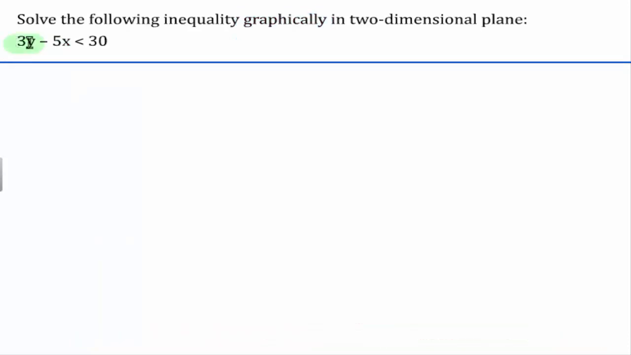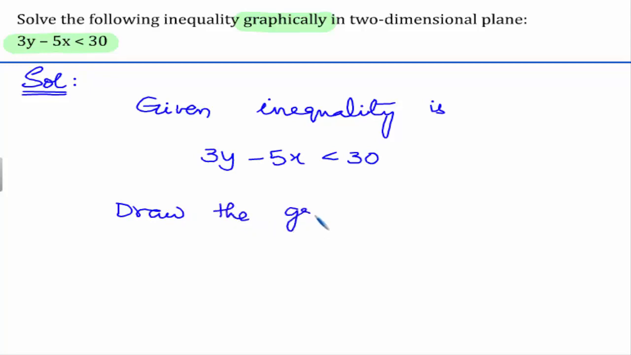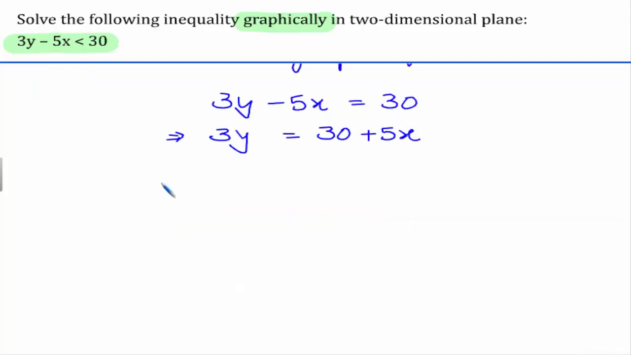In this question, we need to solve the given inequality using the graph. Let us solve the problem now. The given inequality is 3y minus 5x less than 30. Now we need to draw the graph of 3y minus 5x is equal to 30. That will give us 3y is equal to 30 plus 5x. So y is equal to (30 plus 5x) by 3.